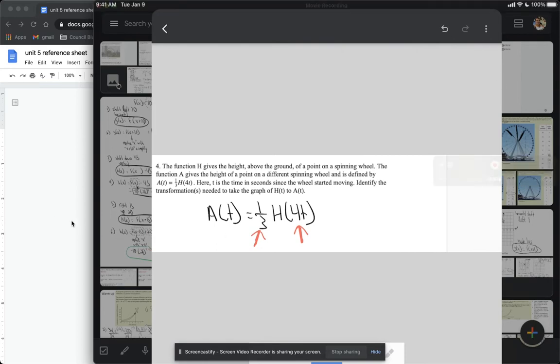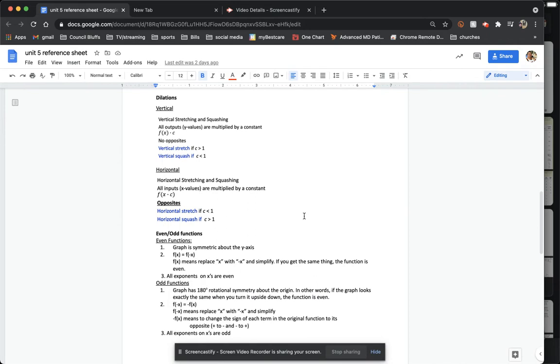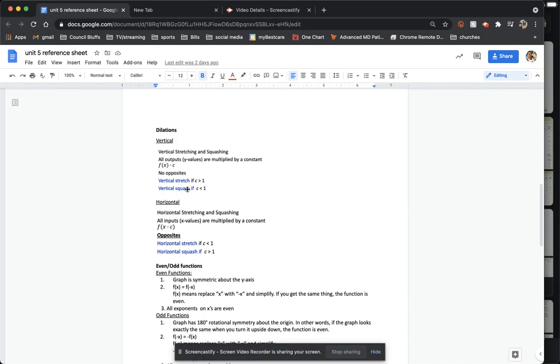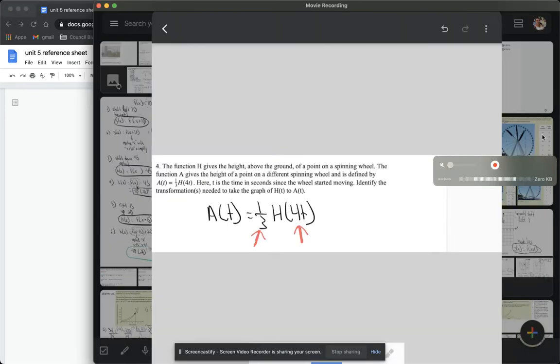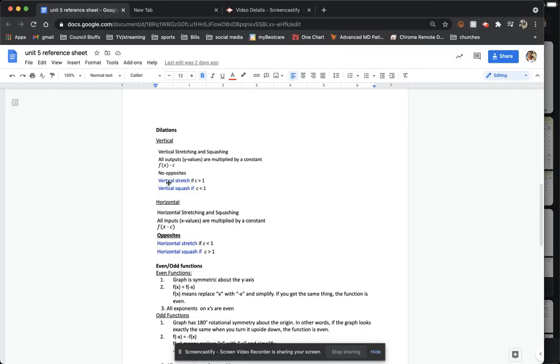So let's go back to my reference sheet here, and let's go back to my notes on dilations. Okay. So we'll go left to right. We'll start with the multiplying by 1/3 outside the parentheses. Because it's outside the parentheses, this is going to be a vertical stretch or squash. I'm not going to do the opposite. So my factor is going to be 1/3.